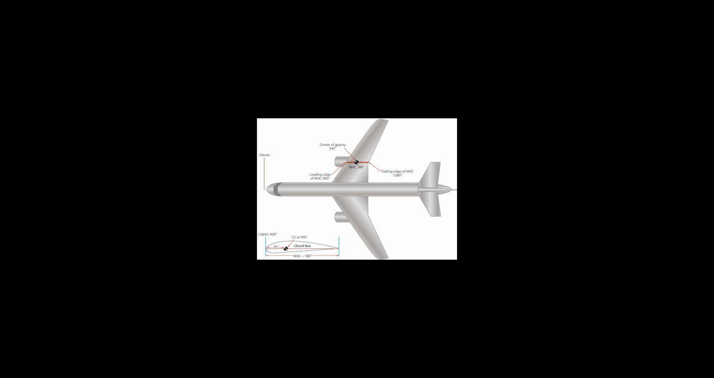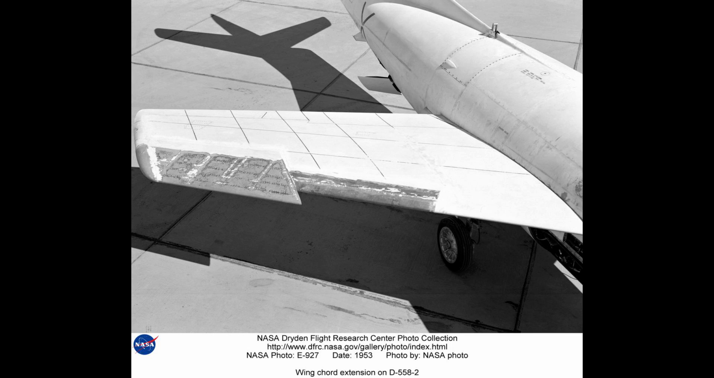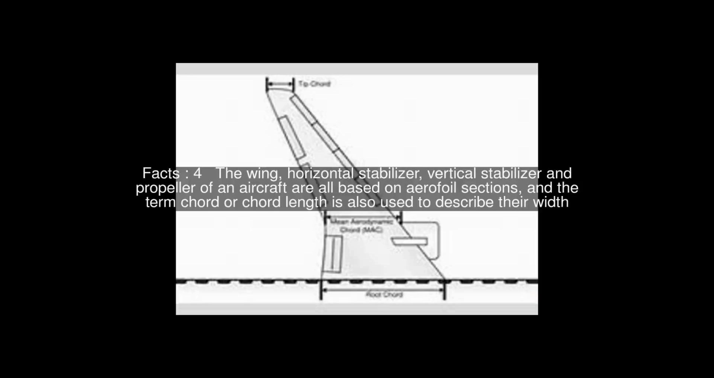The wing, horizontal stabilizer, vertical stabilizer and propeller of an aircraft are all based on aerofoil sections, and the term chord or chord length is also used to describe their width. The chord of a wing, stabilizer and propeller is determined by measuring the distance between leading and trailing edges in the direction of the airflow. If a wing has a rectangular planform, rather than tapered or swept, then the chord is simply the width of the wing measured in the direction of airflow.